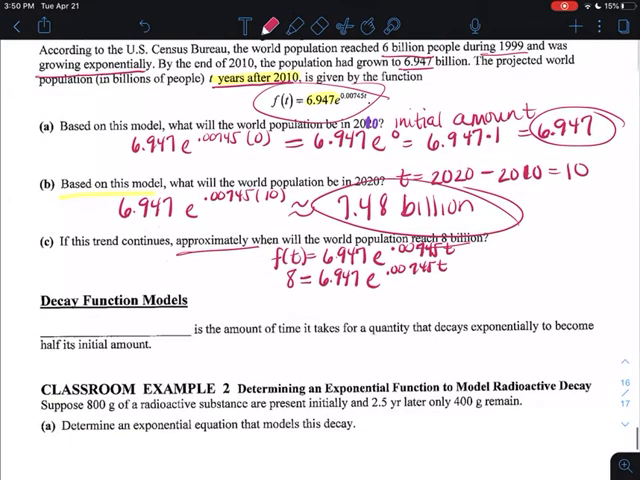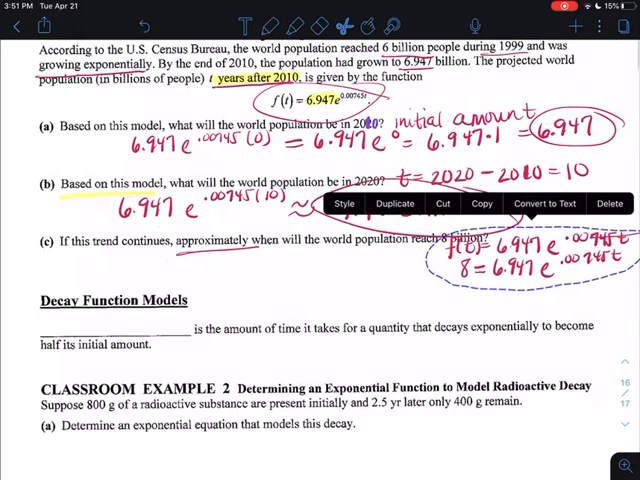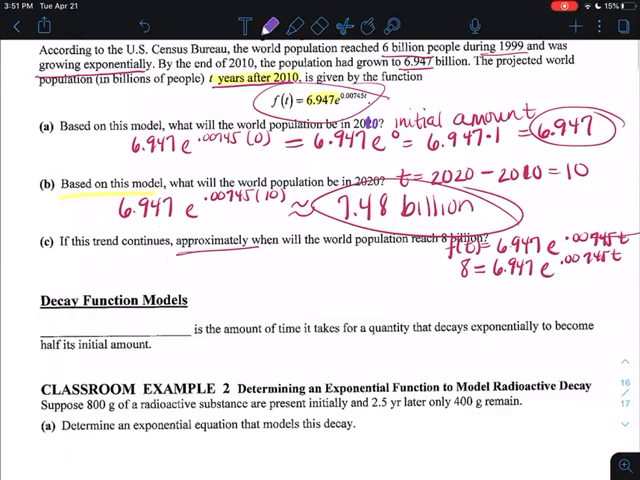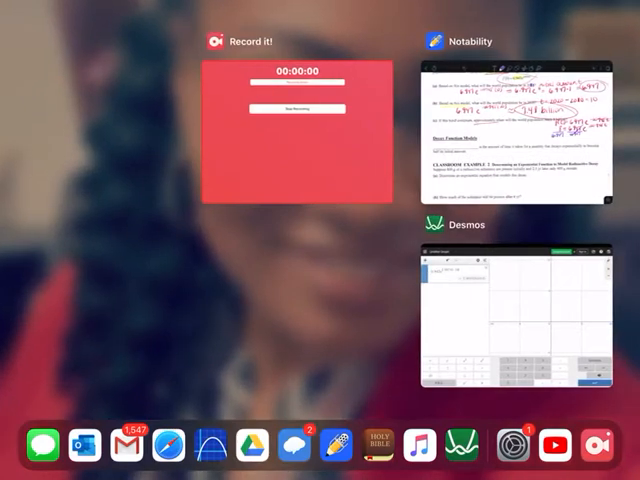It's an exponential equation, so I'm going to have to use logarithms to help me. The first step is that I'm going to have to divide both sides. Let me move this over a little bit so I can have some space. First thing I'm going to divide both sides by the 6.947 to get rid of this. So 8 divided by 6.947. Put that in my calculator.